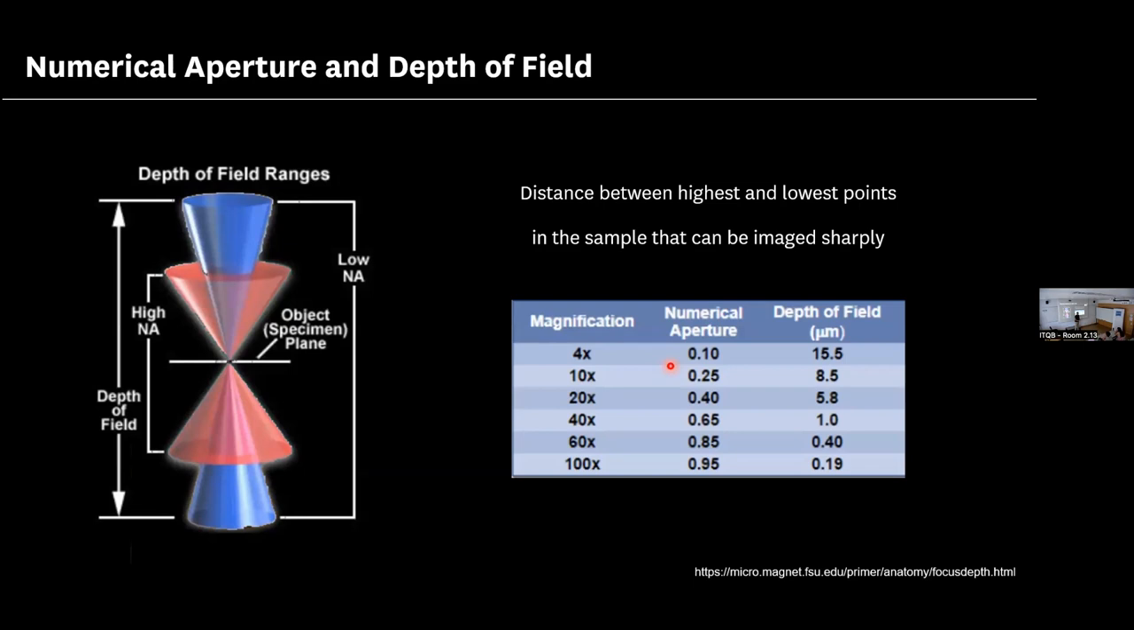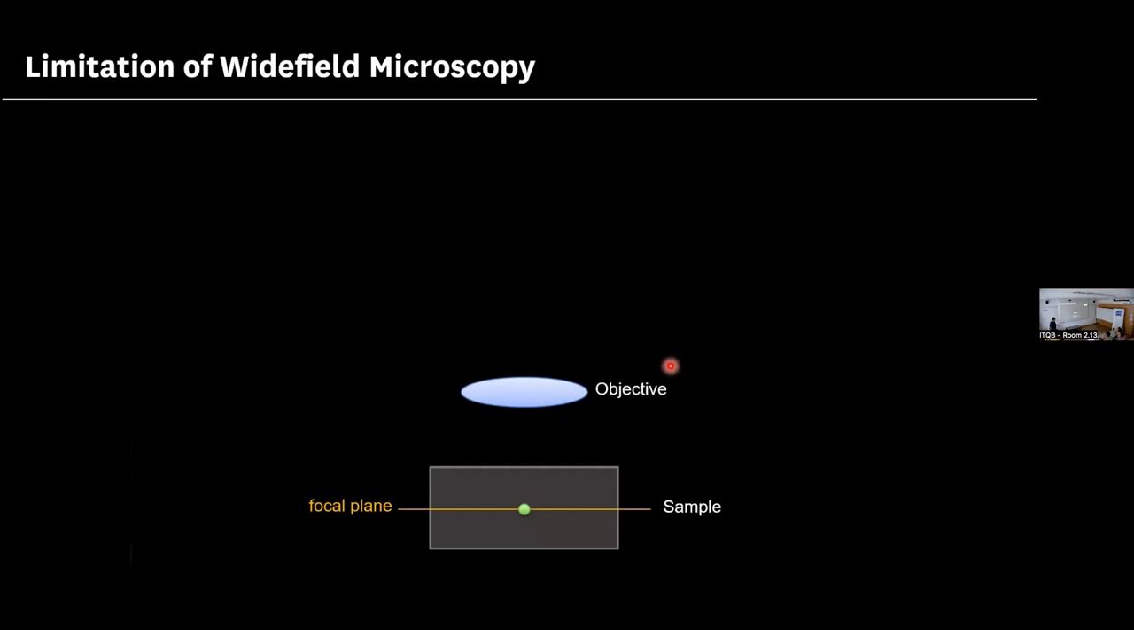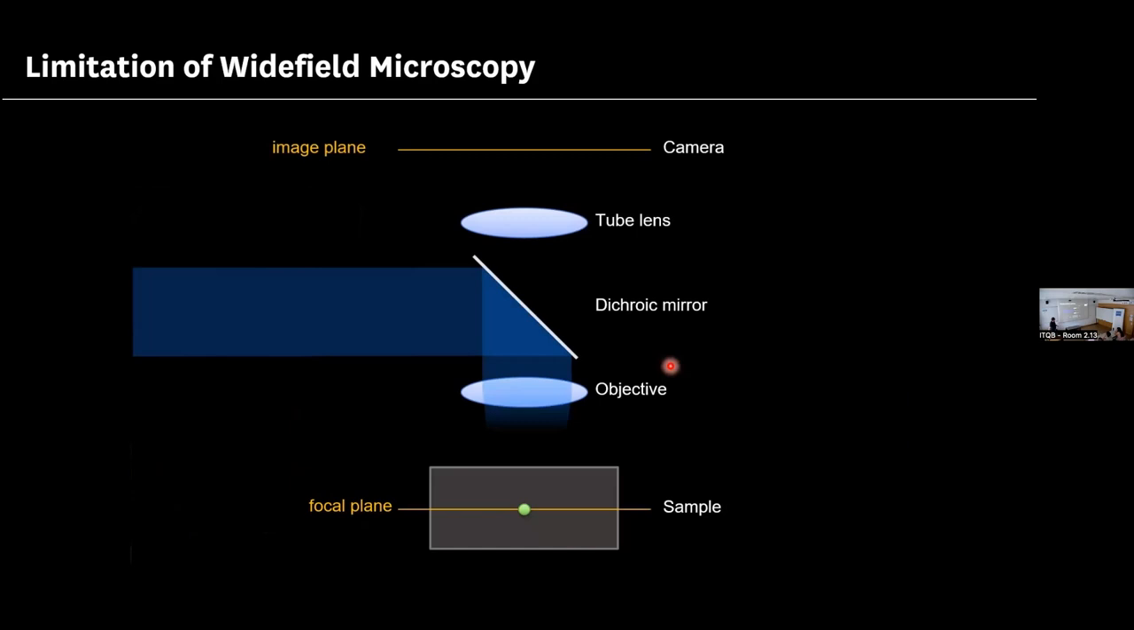It's very, very thin. And so on the wide-field microscope, what happens is that you have your sample, and let's assume that your sample has only one fluorophore. You will be illuminating it. It's a very simplified version of a wide-field microscope. You'll be illuminating the entire field of view with wide-field illumination. All of this gets illuminated.